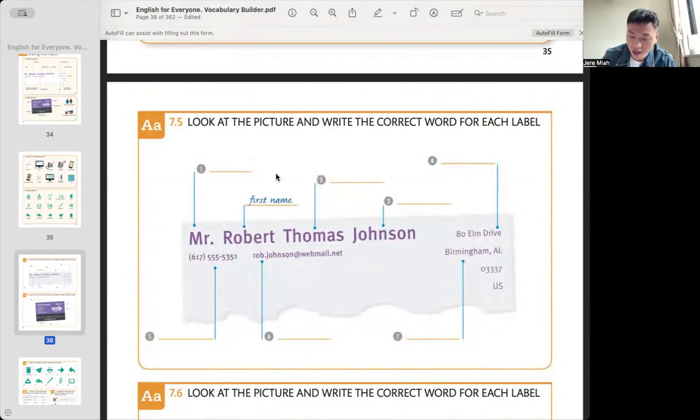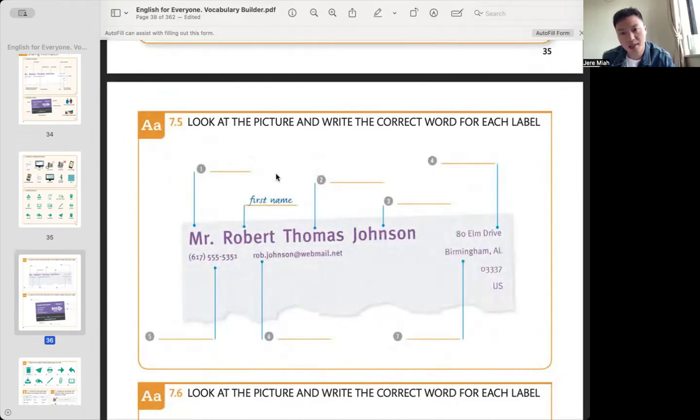Okay, so we're done with the names, and the next one has a phone number, 617-555-5351. This is a phone number or telephone number. Yes, that's the phone number. It's usually labeled as phone or telephone on a business card. Okay. So next is email, rob.jonathan@webmail.net. So we call this email, right? Exactly. That's the email address, and it's usually labeled email on the card.